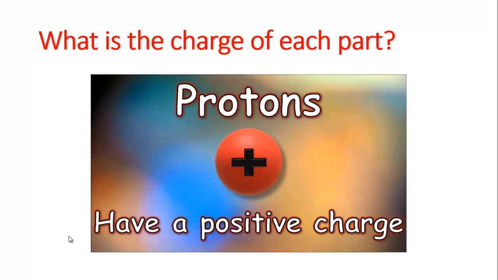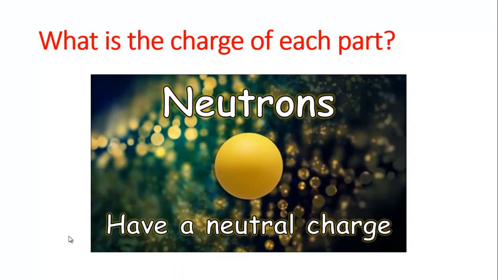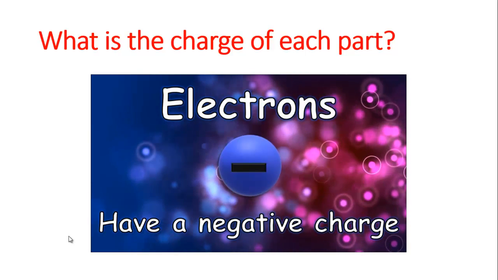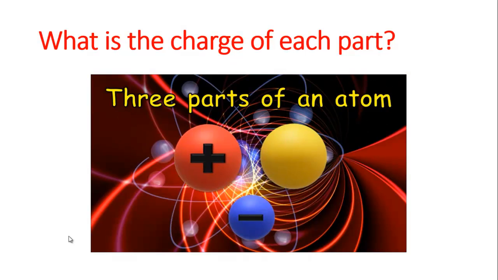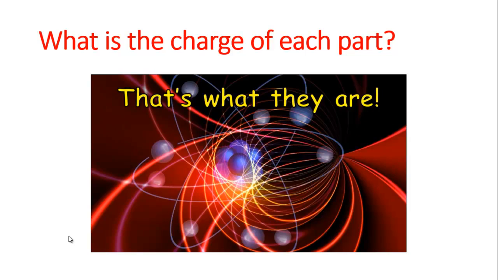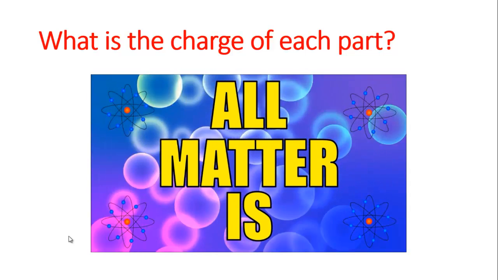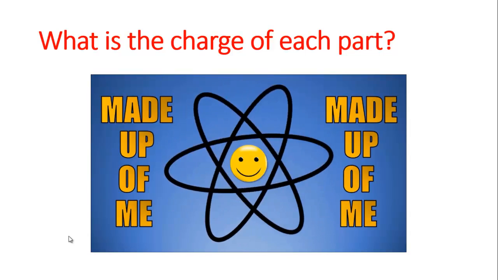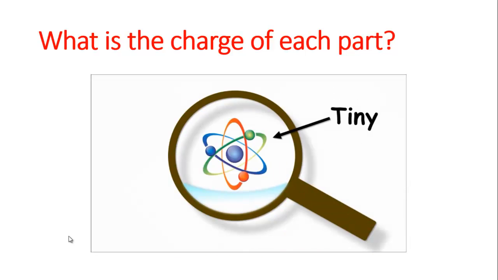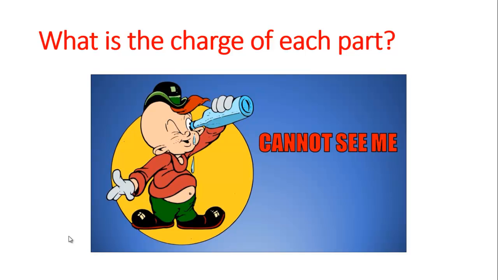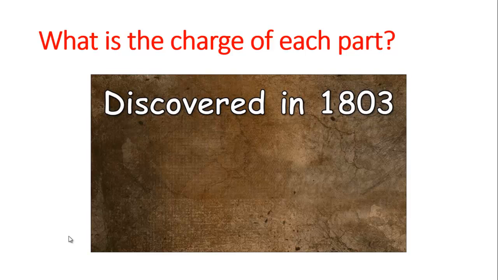Protons have a positive charge. Neutrons have a neutral charge. Electrons have a negative charge. Three parts of an atom. That's what they are. All matter is atoms.